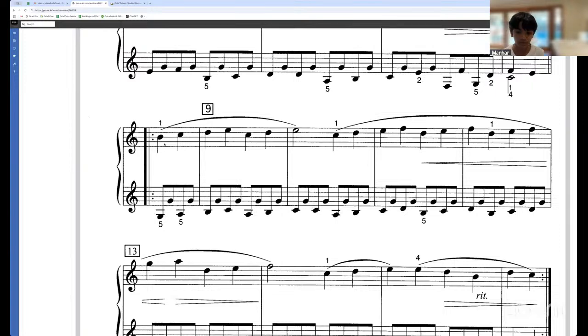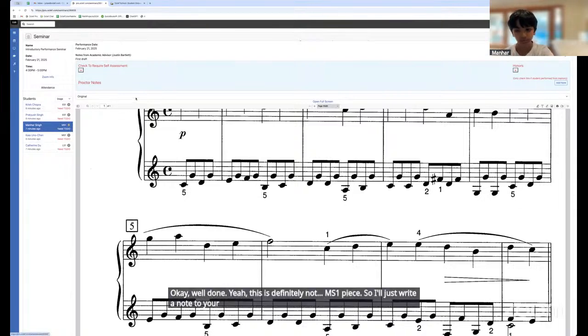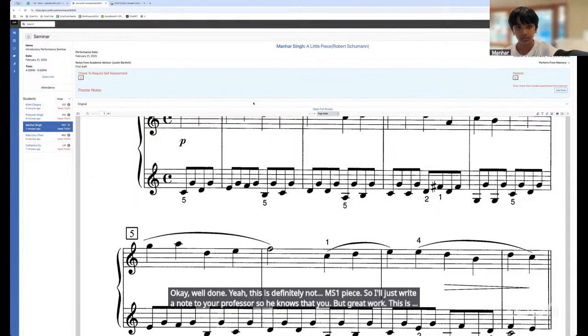And I'm only playing the first two lines, so I'm done. Oh, okay, well done. Yeah, this is definitely not a MS1 piece, so I'll just write a note to your professor so he knows. But great work. This is really nice. I think this is level 2 for CM, right?